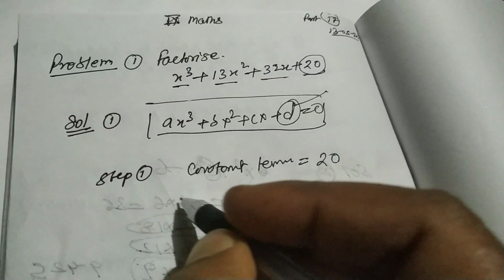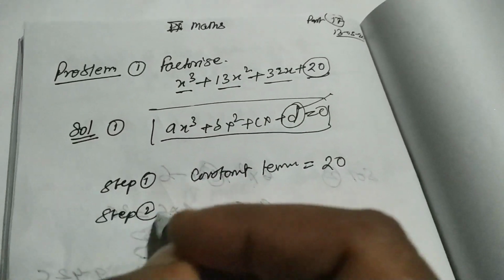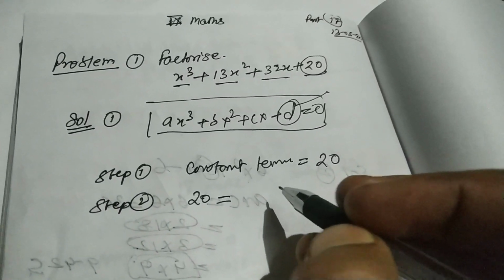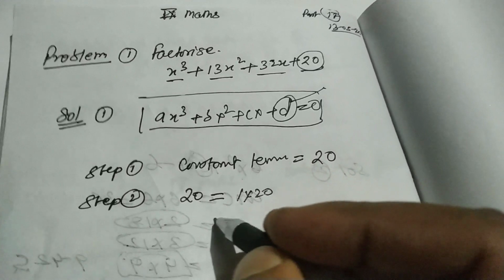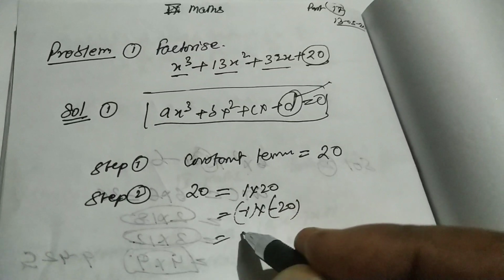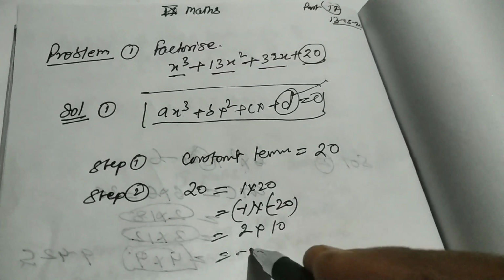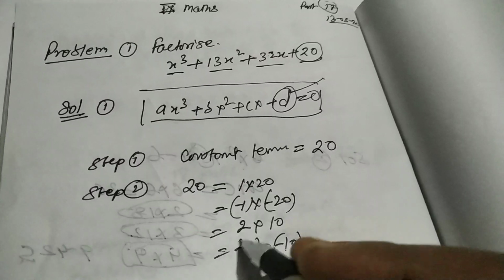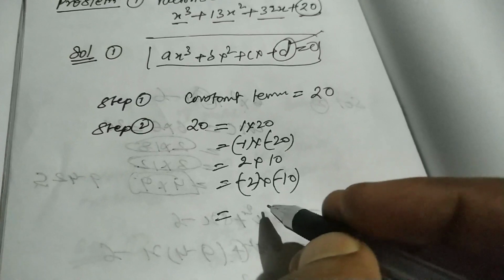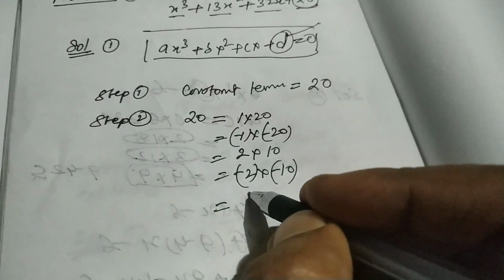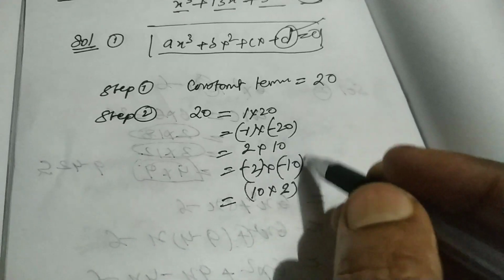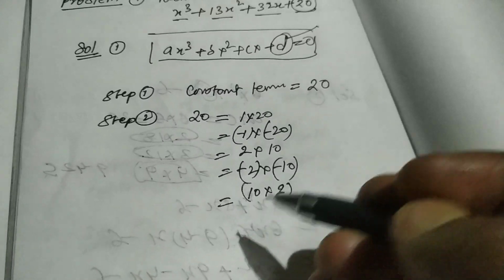Now step number 2: write down all the factors of 20, both positive and negative. That is 1 into 20, minus 1 into minus 20, and then 2 into 10, that is minus 2 into minus 10, and 10 into 2 and minus 10 into minus 2, that is the same thing. I'm not writing this one here.